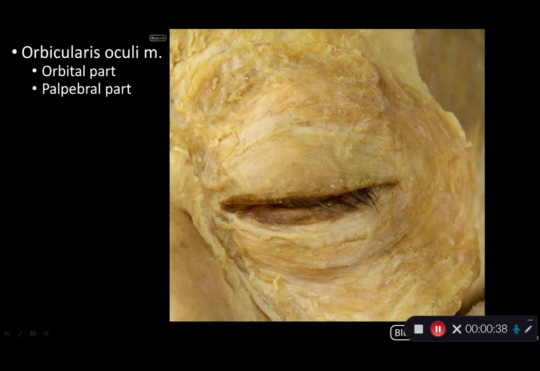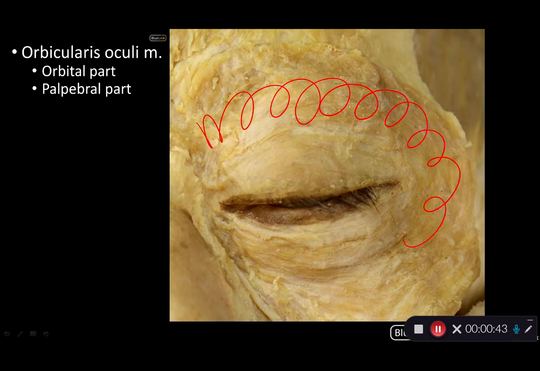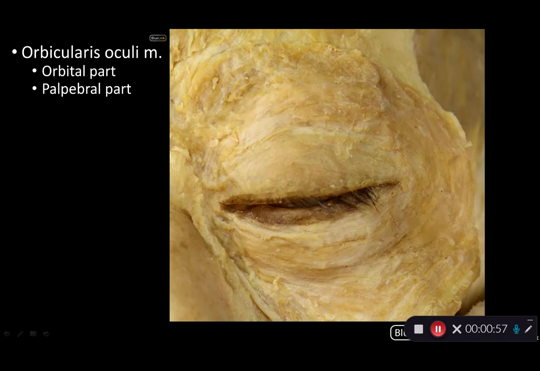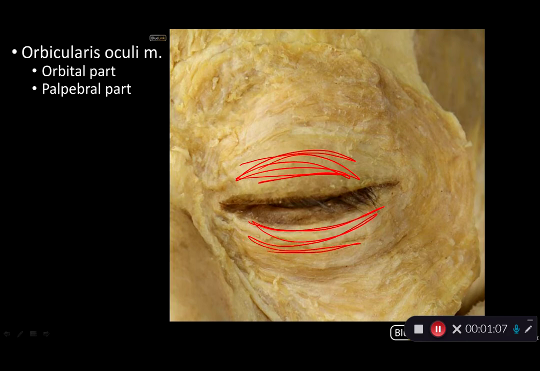There's the orbital part. This orbital part is surrounding the orbit, and when activated, the orbital part clenches the eye closed, so it makes the palpebral fissure clenched tightly. There's also the palpebral part of Orbicularis Oculi. The palpebral part of Orbicularis Oculi covers the palpebrae, or the eyelids, and when activated, these wink or blink the eye.